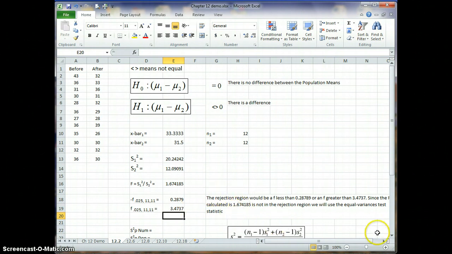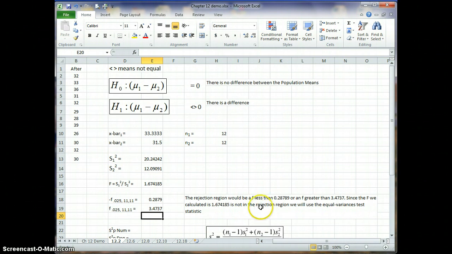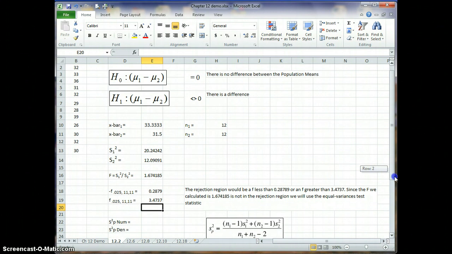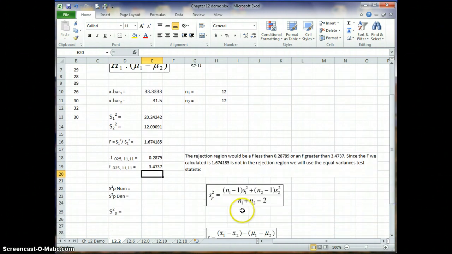So now you can see over here, and I'll move over so you can see this whole thing. The rejection region would be an F less than 0.2879 or an F greater than 3.473. Since we have an F that is calculated at 1.674185, it's not in the rejection region, so we will use the equal variances test statistic.